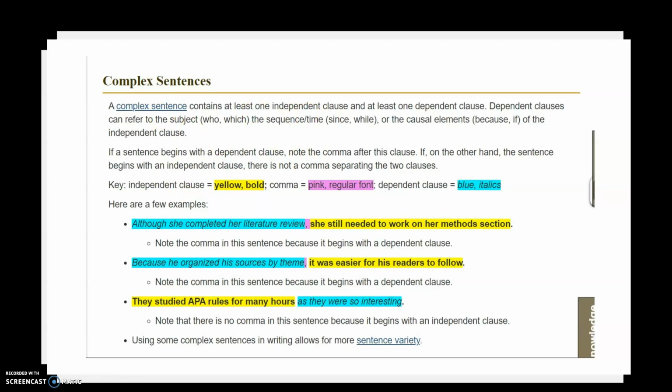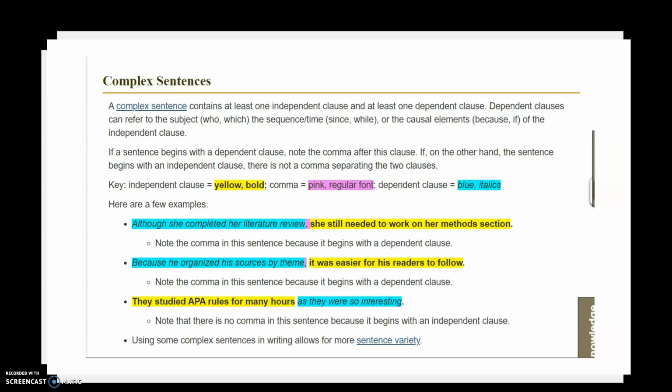We talked about these in the sentence basics. Dependent clauses can refer to the subject, sequence of time, or causal elements of the independent clause, but they always provide more information about the independent clause. If a sentence begins with a dependent clause, you put a comma after the clause. If the sentence begins with an independent clause, you do not place a comma separating the two clauses. So it only applies if the introductory information comes before the independent clause.